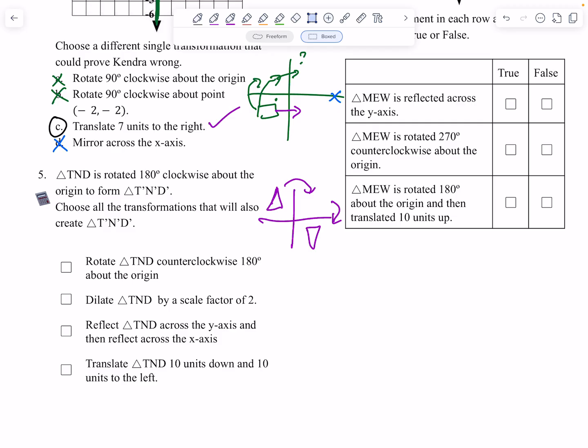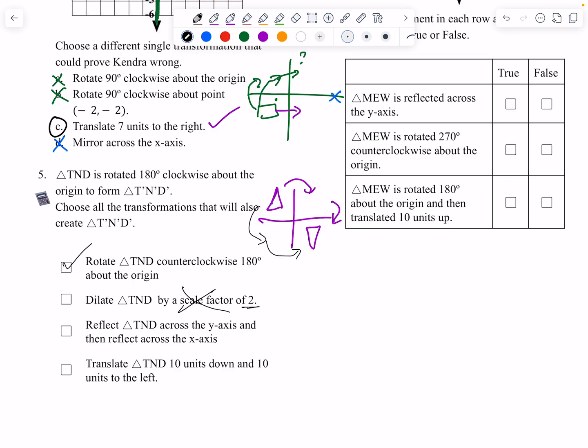So if I rotate it counterclockwise, will that also work? Yes, that one will work. If I do a scale factor, no, you just made it bigger or smaller. And this one you made it bigger, so that doesn't work.